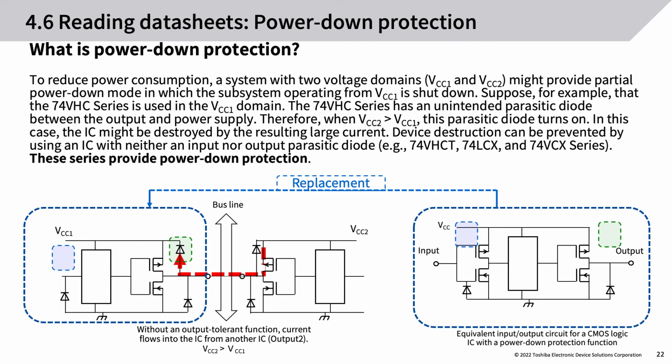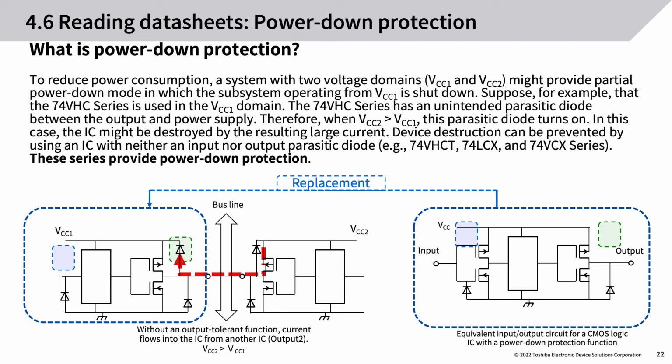Reading datasheets. Power down protection. What is power down protection? To reduce power consumption, a system with 2 voltage domains, VCC1 and VCC2, might provide partial power down mode in which the subsystem operating from VCC1 is shut down.